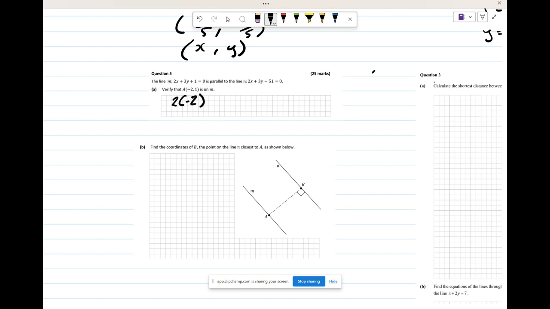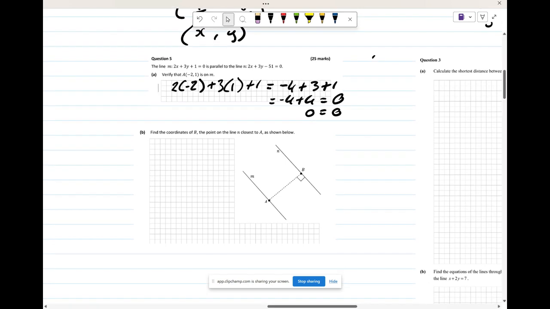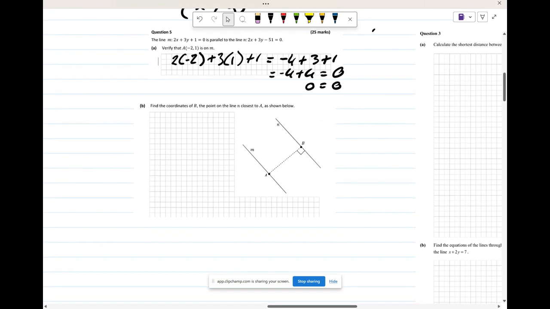So that's 2 times minus 2 plus 3 times y is 1, and then plus 1. And we can see that that is equal to minus 4 plus 3 plus 1. So that's minus 4 plus 4, and that's equal to 0. So 0 is equal to 0. So our equation is satisfied, and that means A lies on the line M. So that's all you have to do for part A.